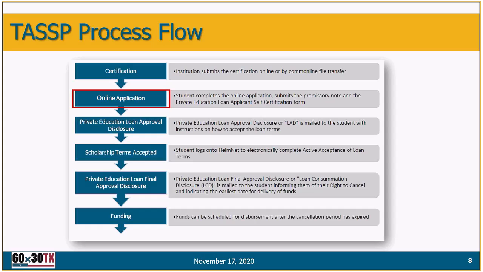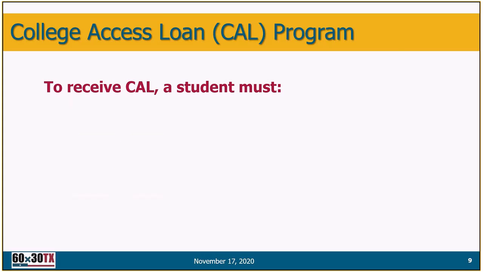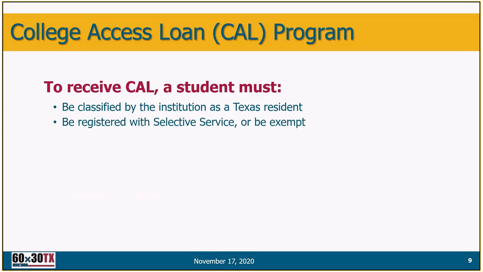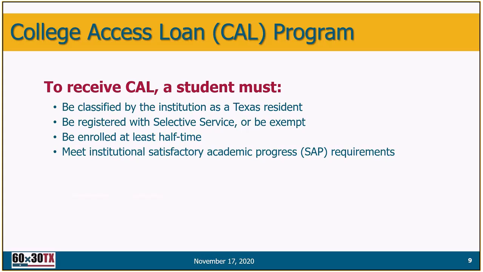So speaking of CAL, let's take a look at the difference. So College Access Loan is a program, it's an alternative type loan funded through the state, and it's backed by bonds. And in order to receive a College Access Loan, the student must be classified by your school as a Texas resident. Again, be registered for Selective Service or be exempt. All programs funded by the state must have this requirement. Enrolled at least half-time. The student has to be meeting your institution's SAP requirement. So satisfactory academic progress is one of the requirements that you check on your end.